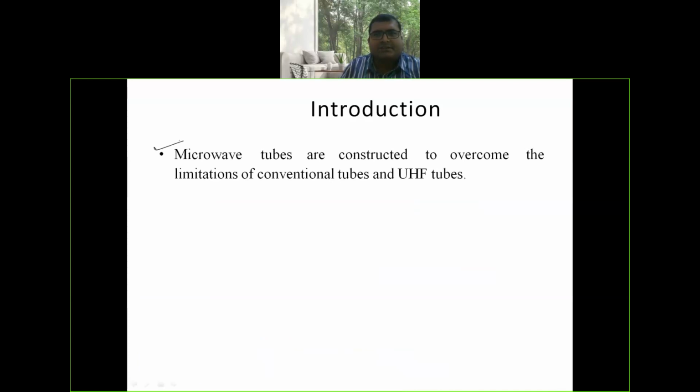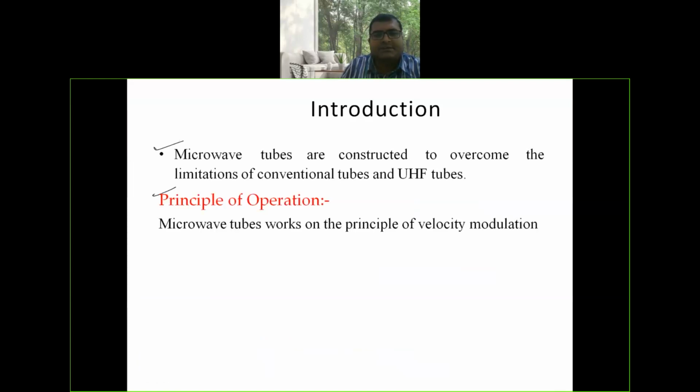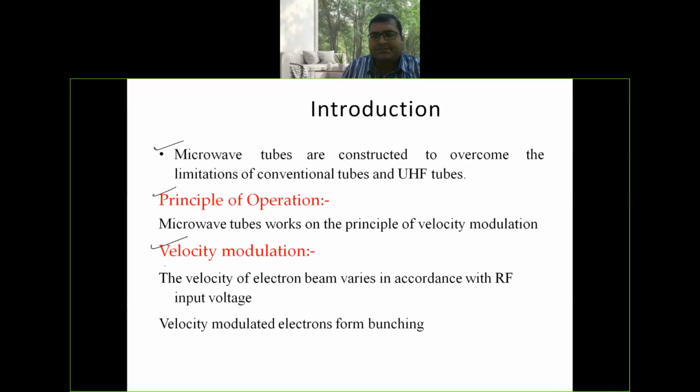Microwave tubes are constructed to overcome the limitations of conventional tubes and UHF tubes. The principle of basic operation is velocity modulation. Velocity modulation means the velocity of the electron beam varies in accordance with the gap voltage.